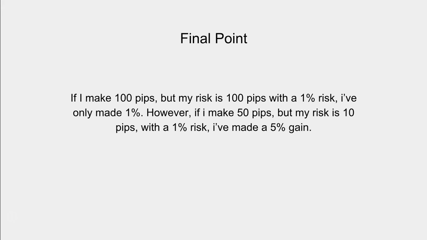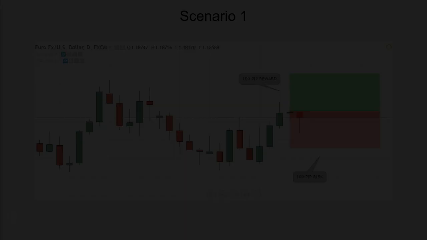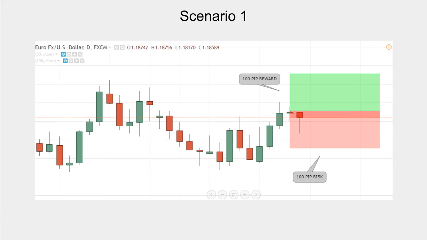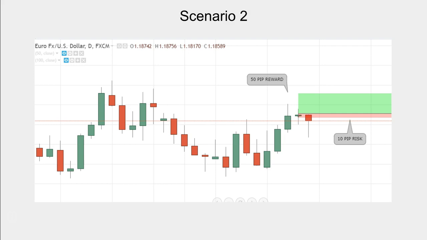However, if I make 50 pips, but my risk is 10 pips, with a 1% risk, I've made a 5% gain. In scenario 1, the green represents the reward and the red represents the risk. If the profit target is hit, the gain would be 100 pips, but only 1%. In scenario 2, if the profit target is hit, the gain would be 5%, even though the pip value is half that in scenario 1.